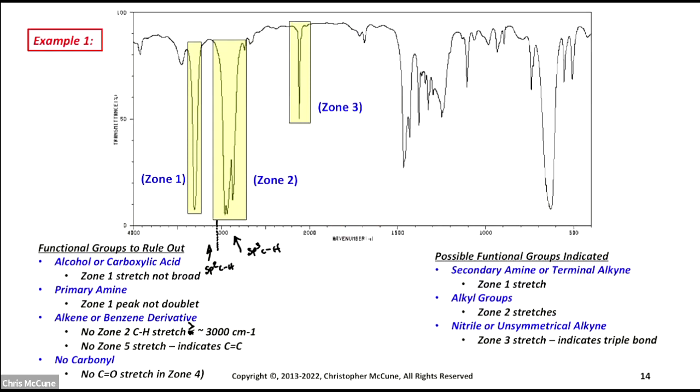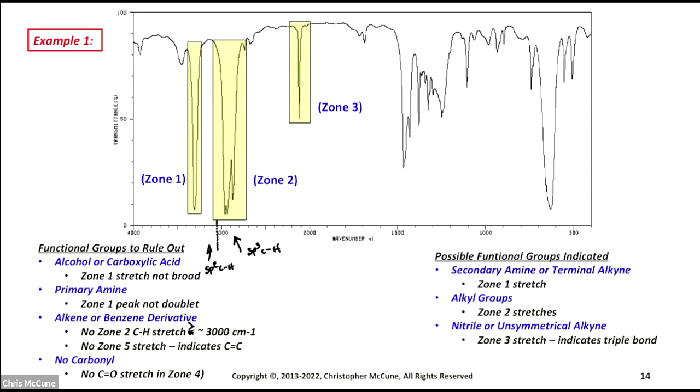Possible functional groups, we could have a secondary amine. We could have a terminal alkyne because I see a zone 1 stretch. I could have alkyl groups. Obviously, most compounds have alkyl groups in them, so you're going to see the CH for an sp3 carbon a lot of times. That usually shows up in many of the IRs. We could also have a nitrile, okay, or an unsymmetrical alkyne because in zone 3, we see the stretch.